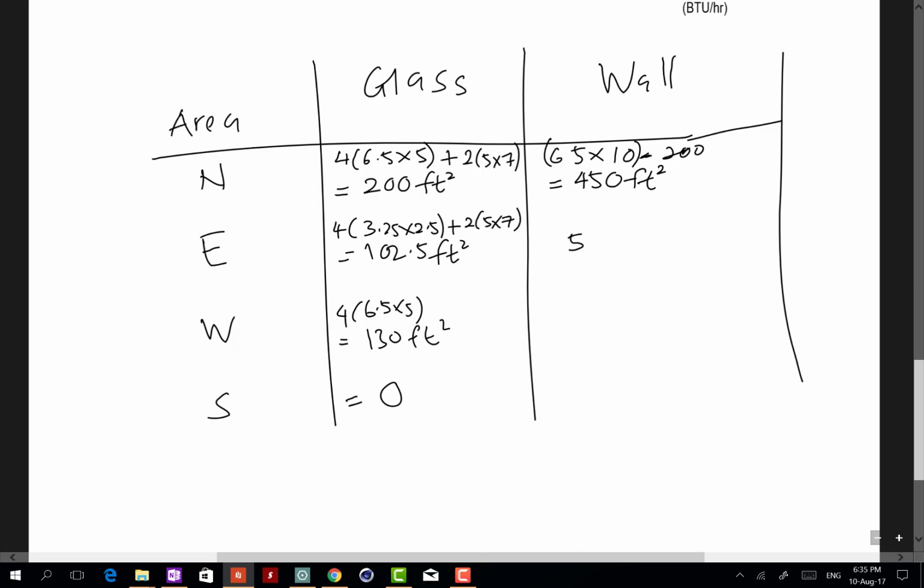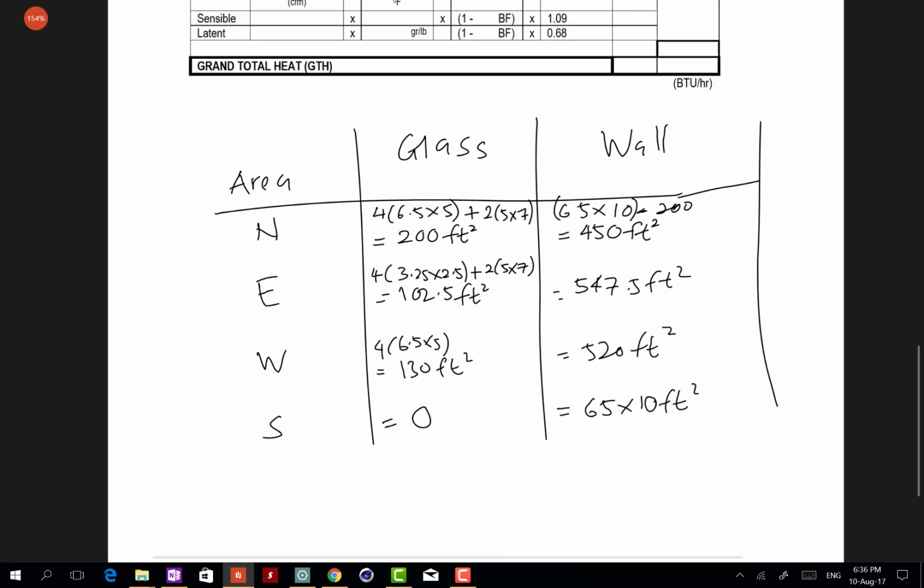Okay, and then you do the rest. This one should be 547.5 square feet. This one should be 520 square feet, and the last one 65 times 10. Okay, right, so this is the area table.